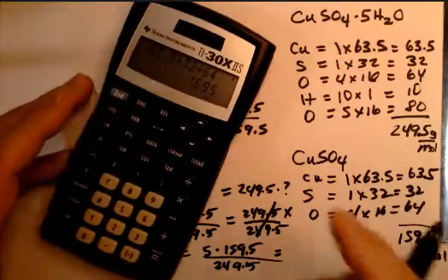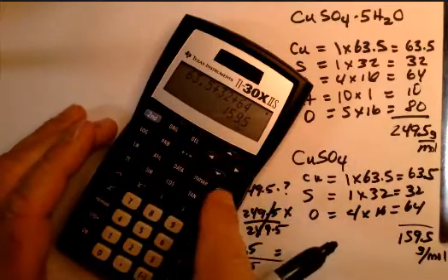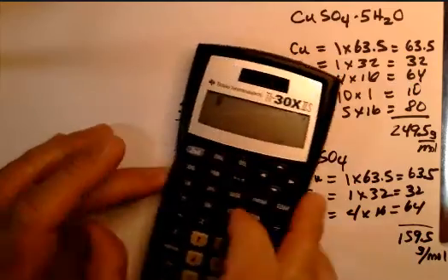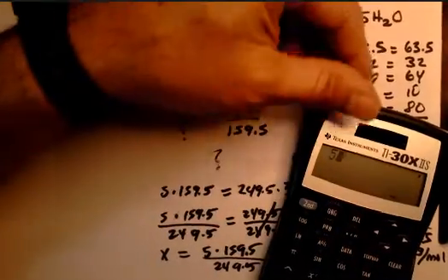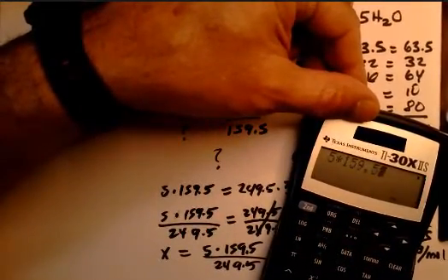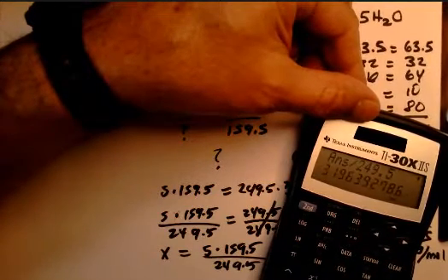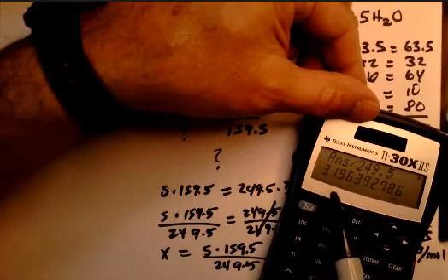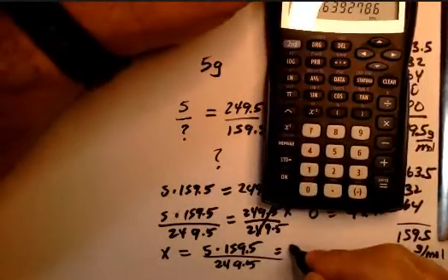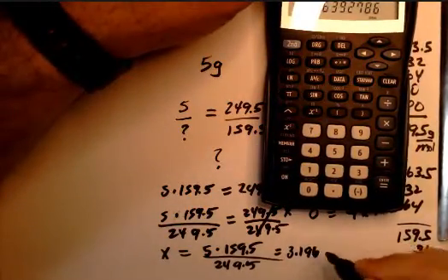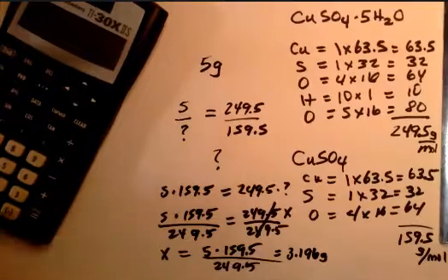So here we go. We've already got 159.5 in our calculator, but I'm kind of afraid of all the extra numbers. Let's just clear that, and let's say 5 times 159.5 equals, divided by 249.5 equals, and I get 3.196. Let's just put that down for now. 3.196. And let's call that grams.